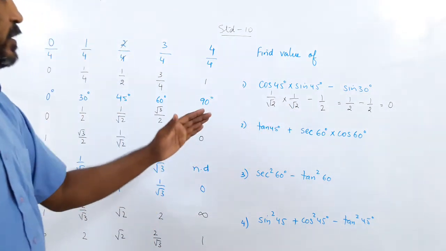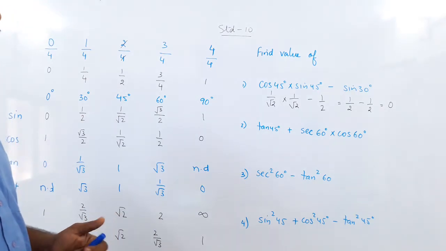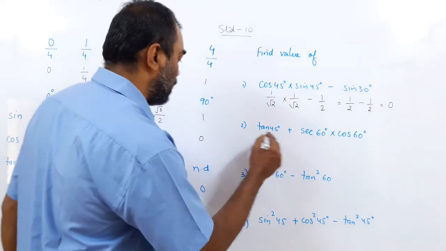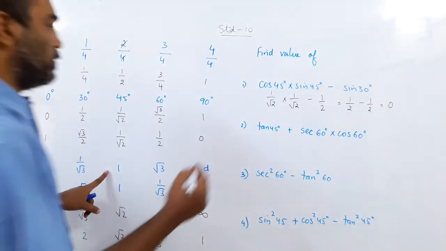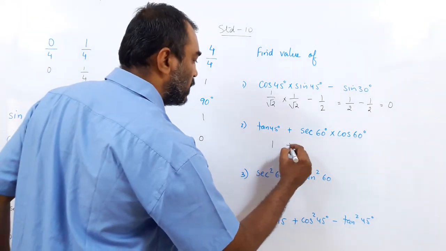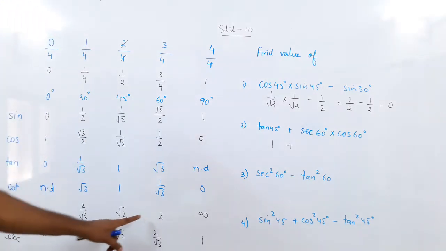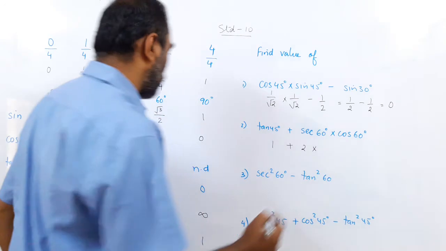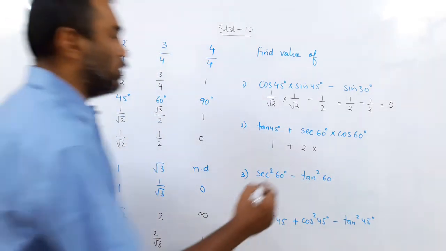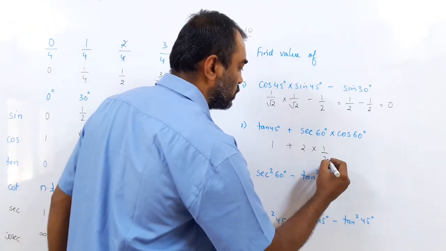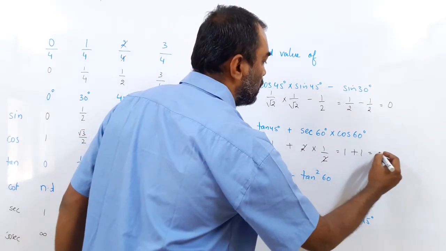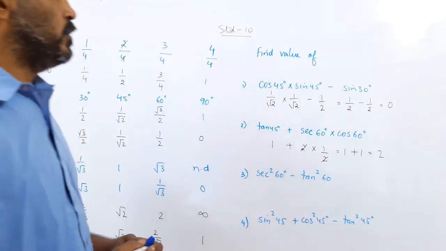Next question: tan 45 plus sec 60 into cos 60. Tan 45 is 1, plus sec 60 is 2, cos 60 is 1 upon 2. So 2 and 2 get cut. What is left? 1 plus 1. The answer is 2.